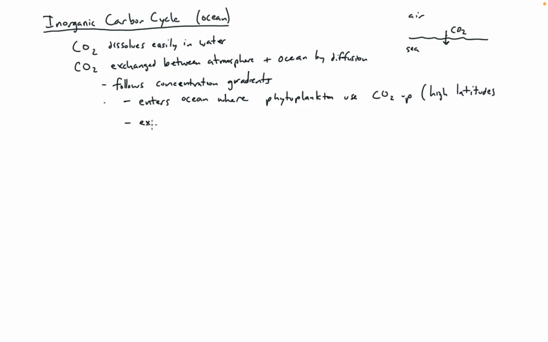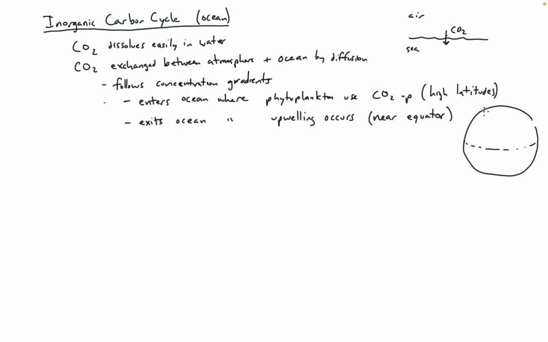And so the opposite happens as well. CO2 tends to exit the ocean where upwelling occurs. This is often near equators, not always. They're near the equator. We only have one. Right, because let's see if we draw a little globe here, the equator. Okay, so CO2 sinks, basically.